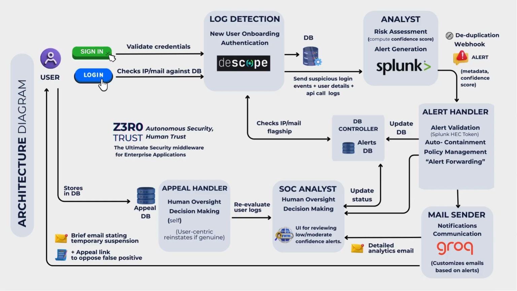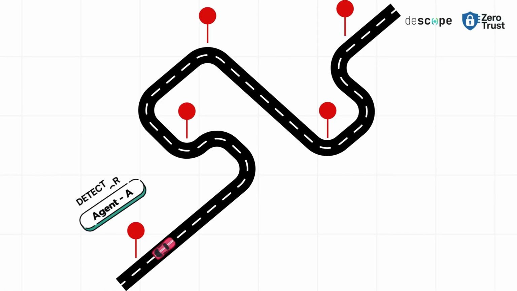Mails are sent to both the user and the SOC analyst, and users can submit an appeal to request account reinstatement. This is a gist of the entirety of our application, comprising 6 primary agents, interacting and collaborating with each other via Descope's OAuth and scoped access keys, ensuring secure communication. Without any further delay, let's dive into our first agent, the detector.